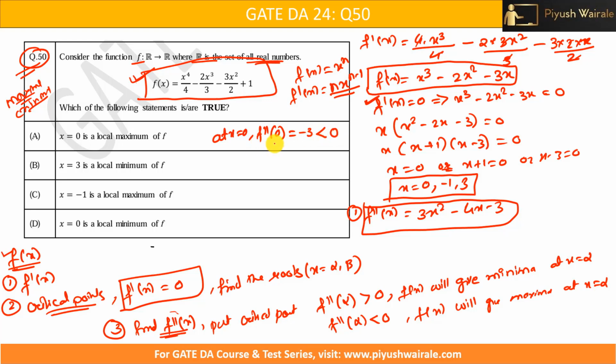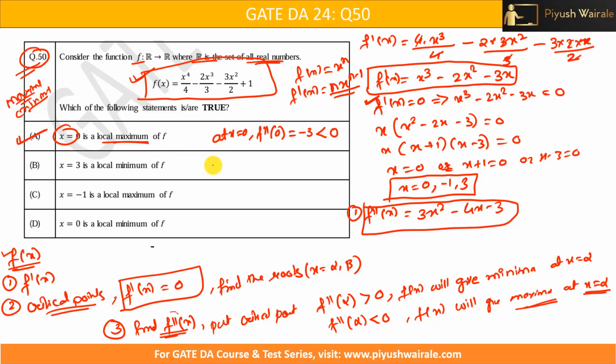So whenever the value of f double dash of x is less than 0, it means that we will get the maxima at x equals to that particular value. It means that x equals to 0 is a local maximum of this particular function. So option A is correct.